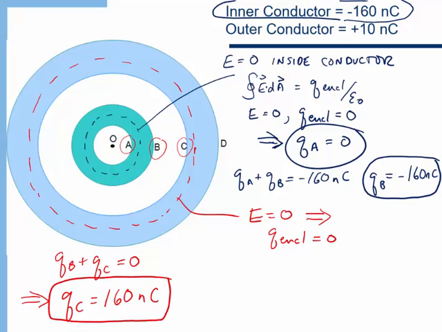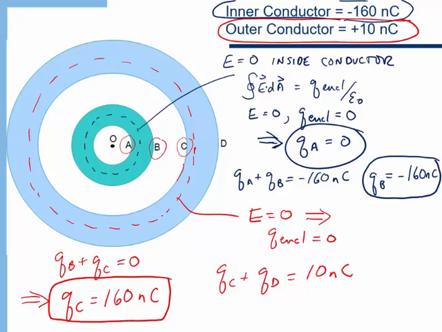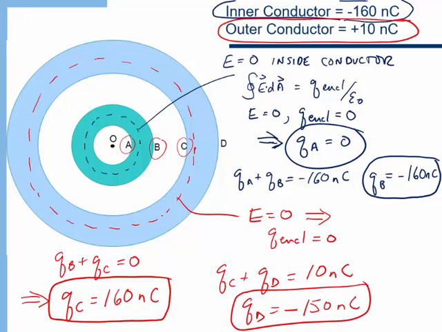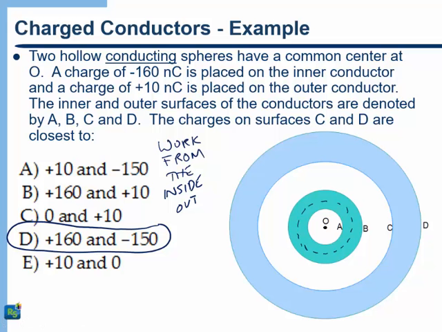Then finally, we know the total charge on the outer conductor is 10 nanocoulombs, so QC plus QD is equal to 10 nanocoulombs, because the charge, again, either has to be on the inner surface or the outer surface. It can't be anywhere in the middle. Therefore, QD has to be equal to negative 150 nanocoulombs. And so that's why our answer was 160 and negative 150.